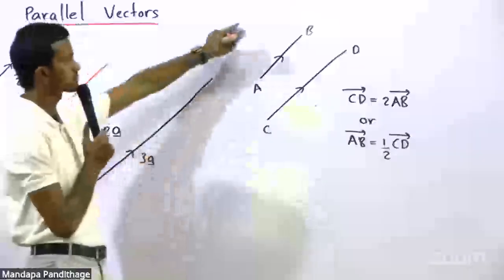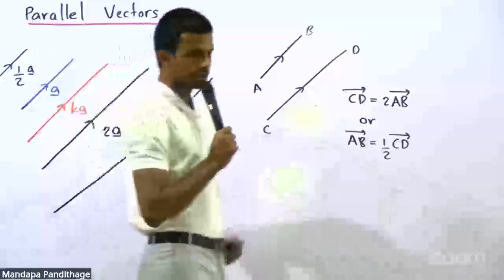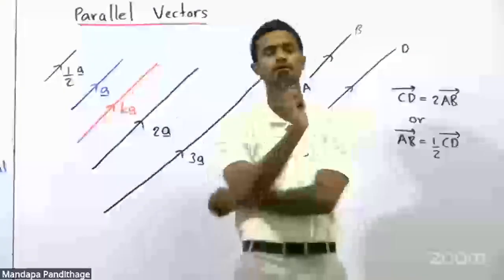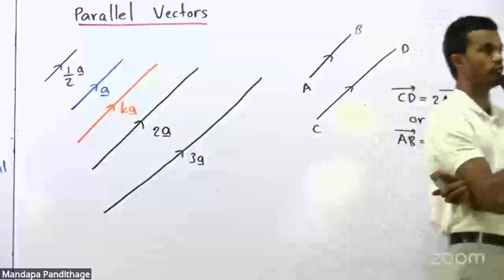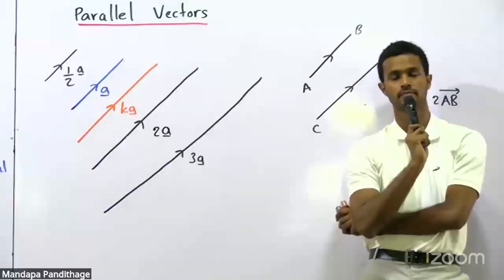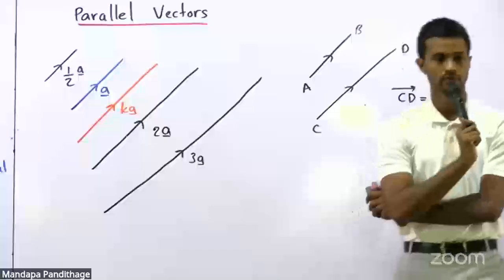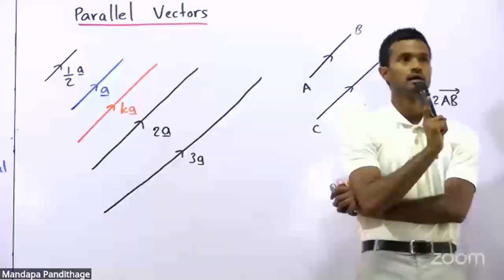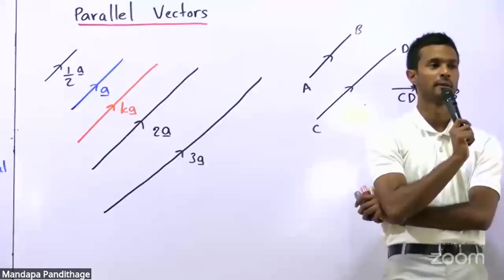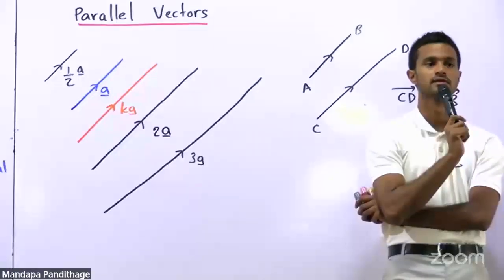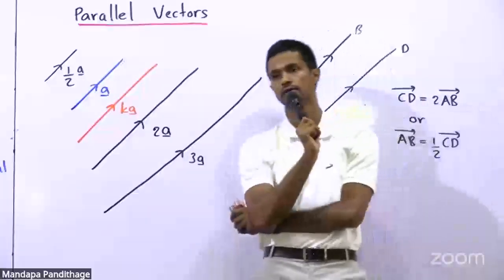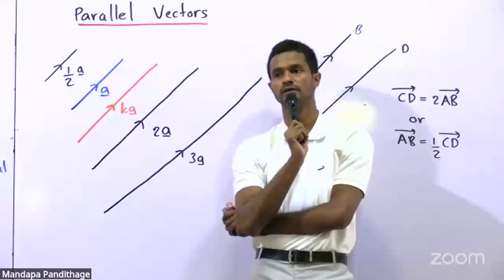Okay. Write in this way. Hence it is clear, when two vectors are parallel, one vector can be expressed in terms of the other vector.